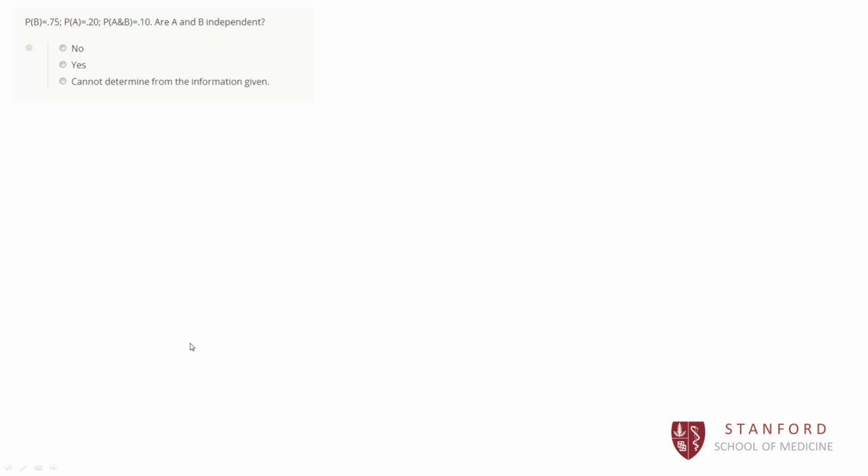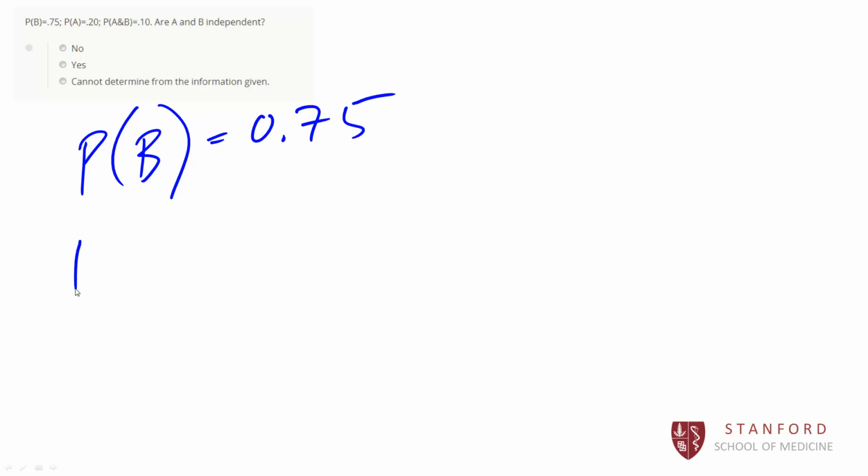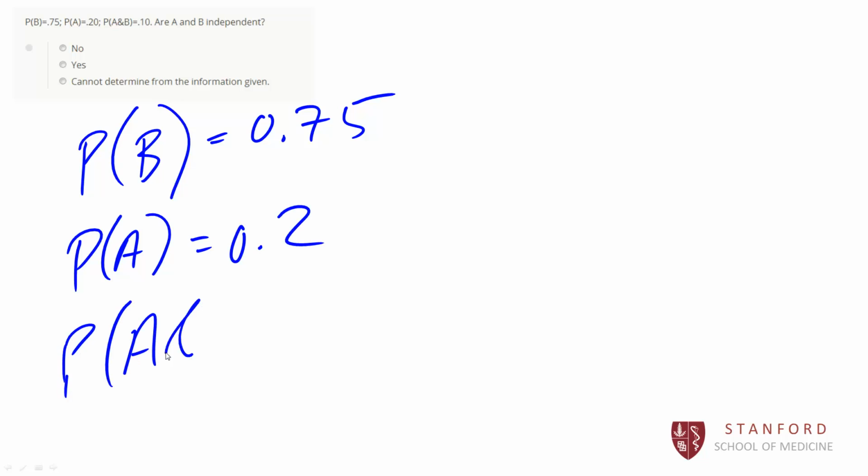In this next problem, we're given a situation where the probability of some situation B is 0.75, and the probability of some situation A is 0.2. And then we're given this joint probability of A and B as 0.1. And we're being asked if A and B are independent or not.